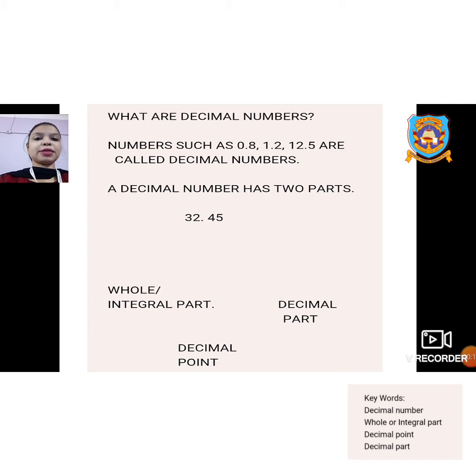Now what are decimal numbers? Numbers such as 0.8, 1.2, 12.5 are called decimal numbers. That means any number that has got a dot in between is known as a decimal number. Here I have taken 3 examples.